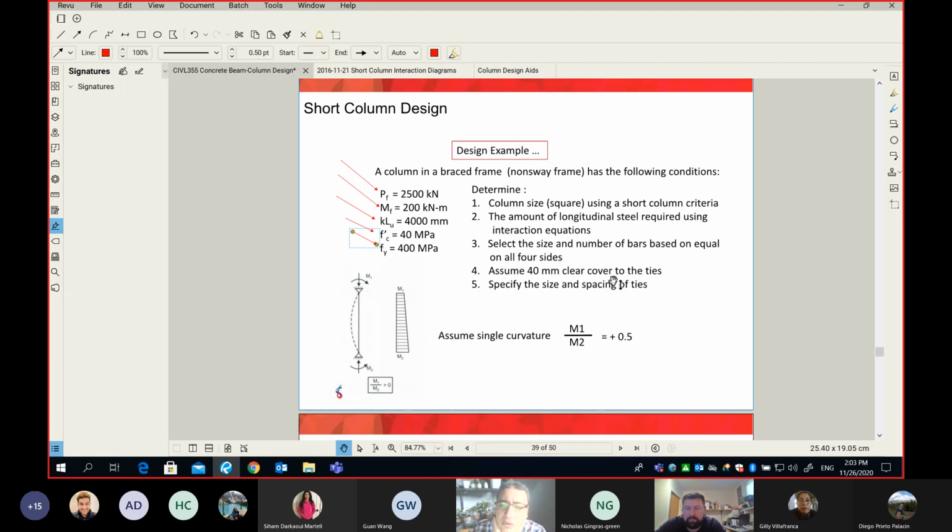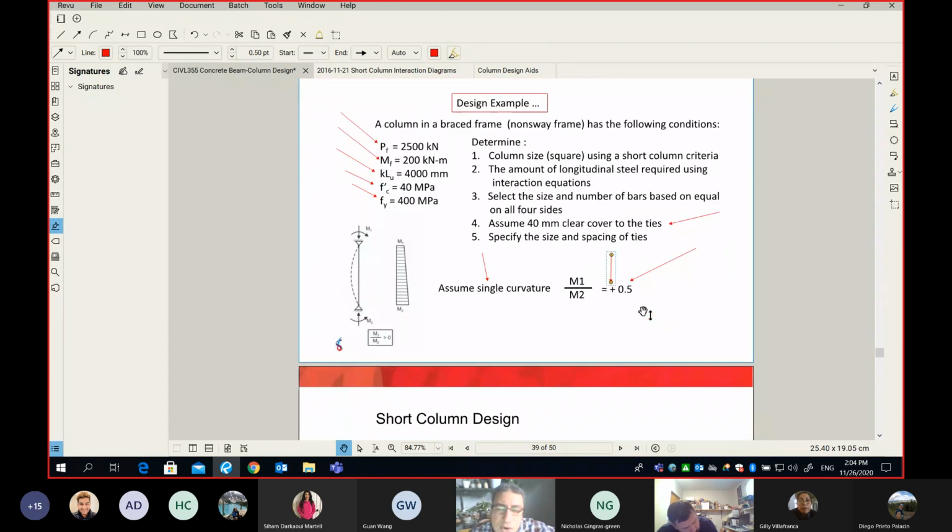And one more information that you will need is the cover is 40 millimeters, and the M1 divided by M2 is plus 0.5. And so you can see, single curvature, it is plus. If this is double curvature, it means this will be minus something. Okay? Now, let's see how we design a column.